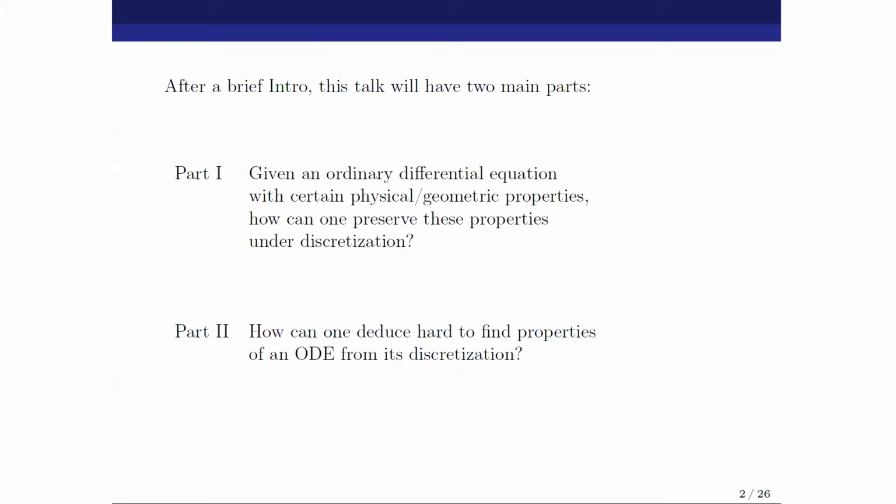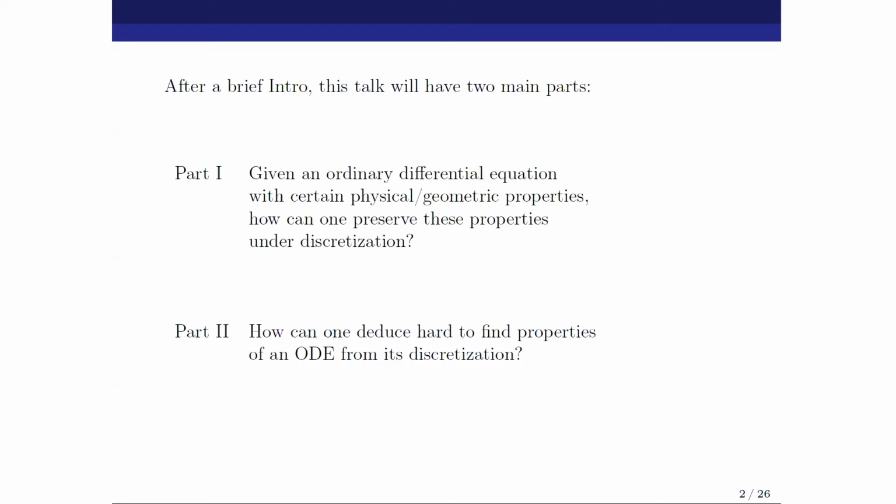Okay. All right, so first I'm going to give a very brief intro. And then once that is finished, I will talk about two parts. First part will be, if we are given an ordinary differential equation that we know has certain physical or what we call geometric properties, so you can think of energy preserving, volume preserving, anyway, you'll see that on the next slide, how can we preserve those properties under discretization?